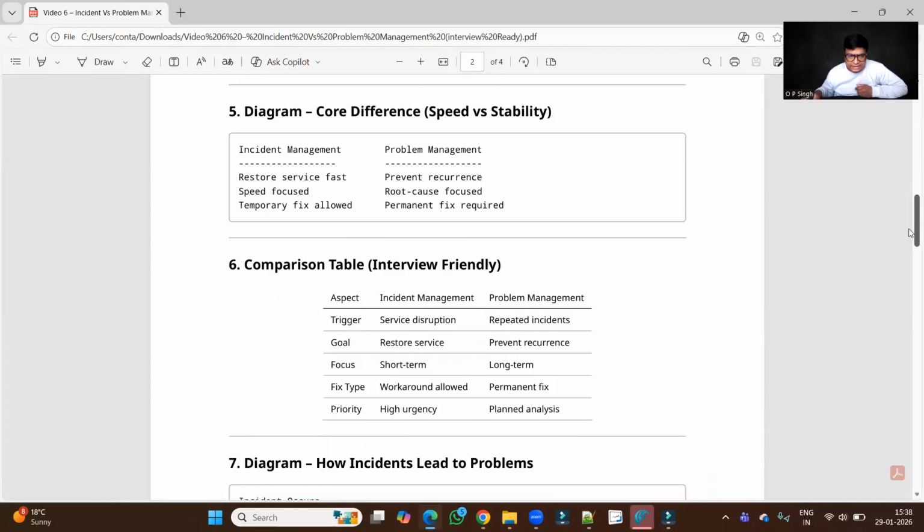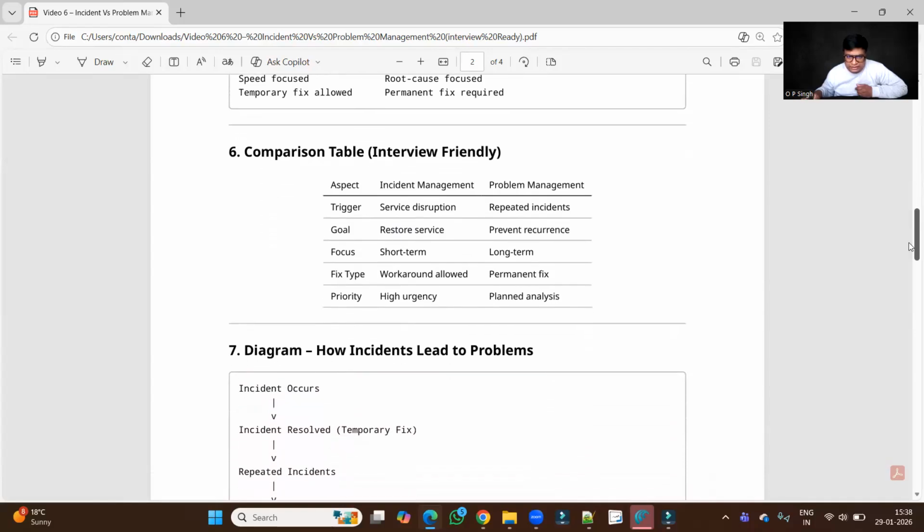This is a simple diagram, you can go through it, very simple. This comparison table is very important. All these things I have explained above are explained here in a very short form.